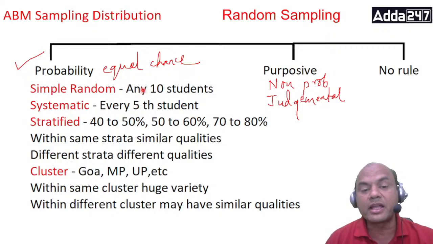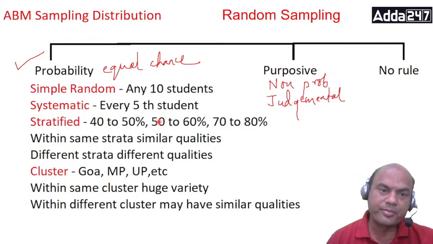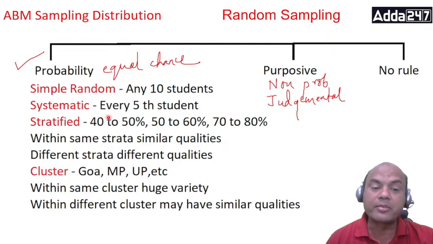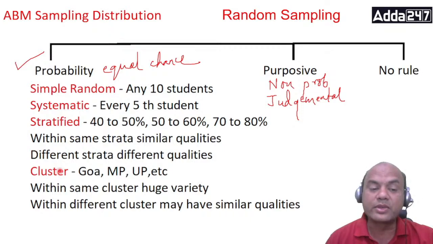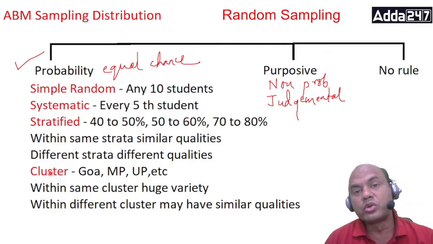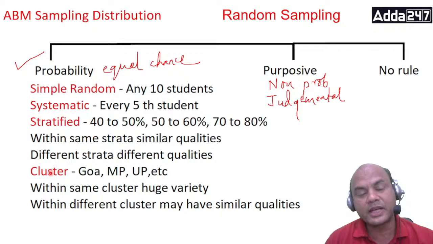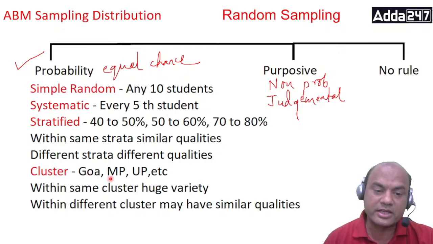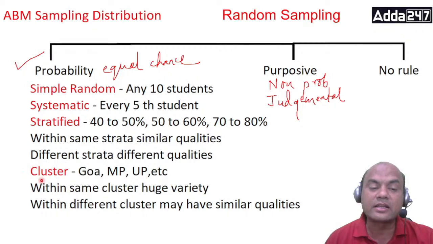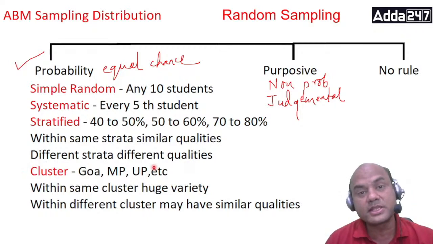Suppose I divide that class of 50 students by marks: those who have got 40 to 50% stand here, 50 to 60 stand here, 60 to 70 stand here, and so on. That will be called stratified. I am creating strata, creating levels over here. And the last one is cluster. Suppose I tell them, those who are from Maharashtra stand here, those from Delhi stand here, those from Tamil Nadu stand here, and so on for any state. So this is generally cluster. Cluster is generally related to region.